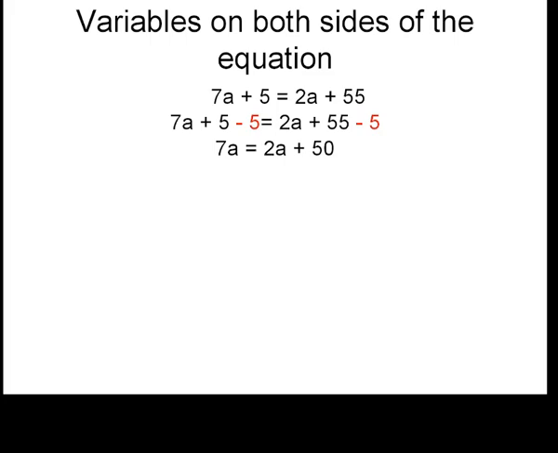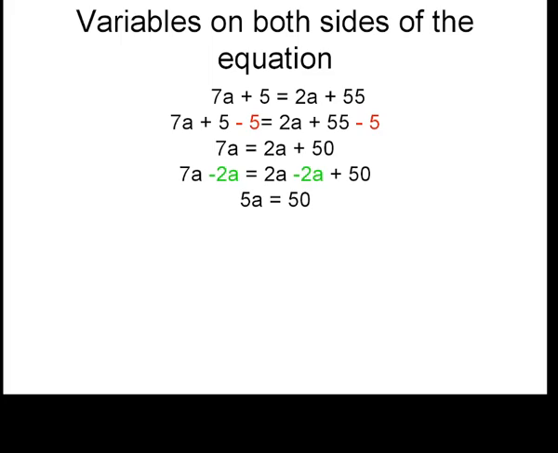So in this question, we have a variable bit on the right. We've got a 2a, which has been added to the 50, and I don't want that 2a to be on the right-hand side. So to undo that adding of a 2a, we're going to subtract 2a. So we subtract 2a from both sides, and we'll see what we get. We end up with 5a is equal to 50.